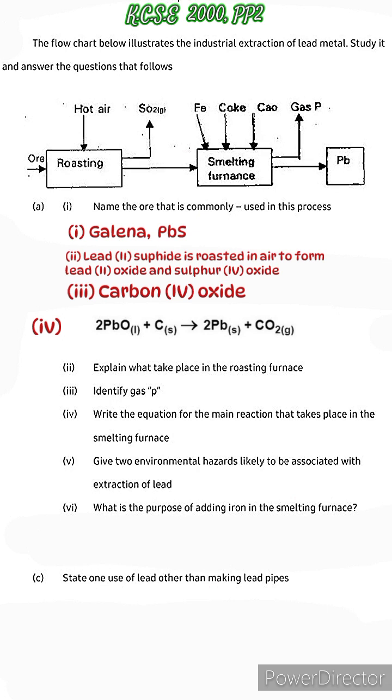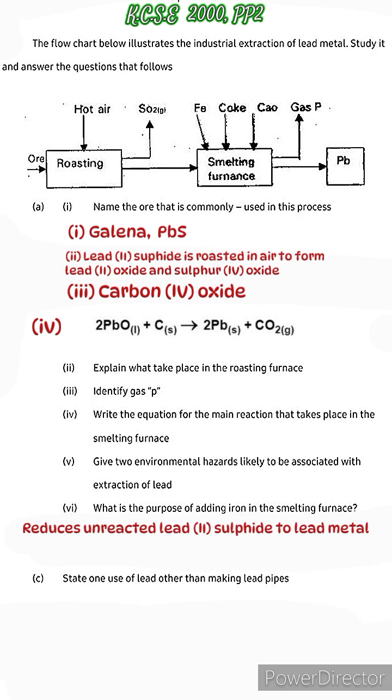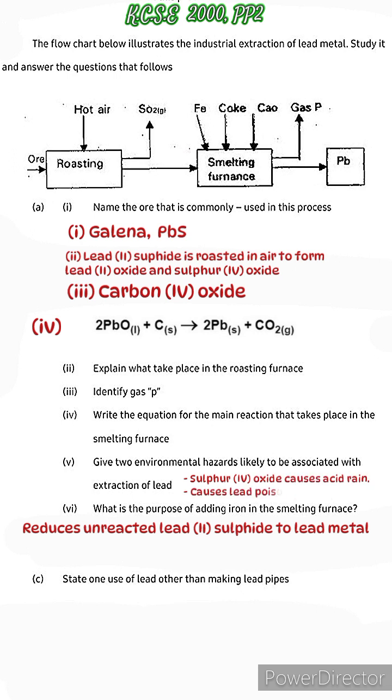Roman number 5. What is the purpose of adding iron in the smelting furnace? Iron reduces any unreacted lead 2 sulfide to lead metal. Roman number 6, give 2 environmental hazards likely to be associated with extraction of lead. First of all, there's sulfur 4 oxide, which we've discussed. Sulfur 4 oxide causes acid rain, which is very harmful to the environment. Number 2 is that lead can also cause lead poisoning.